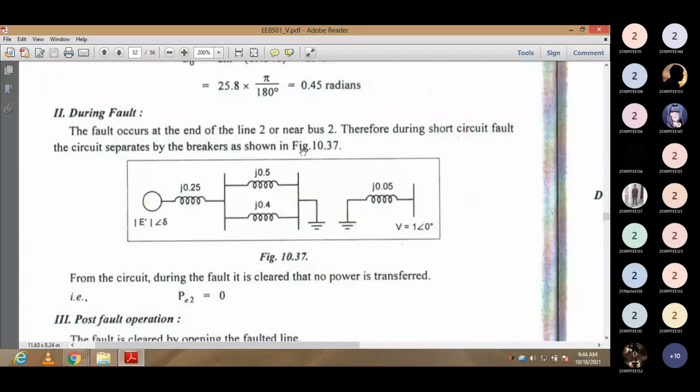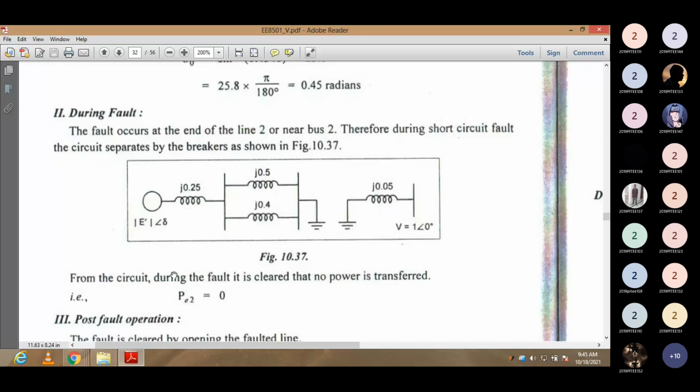So the line is split into two portions. That is generator transmission line. It is split. So the J point for the middle line should be split. So I'm just separating the circuit or network. So J.05 infinite bus bar is separated. So from the circuit during the fault, it is clear that no power is transferred. So during the fault operation, you couldn't operate your electrical power. So the generator should be shut down. So then only the fault is cleared.